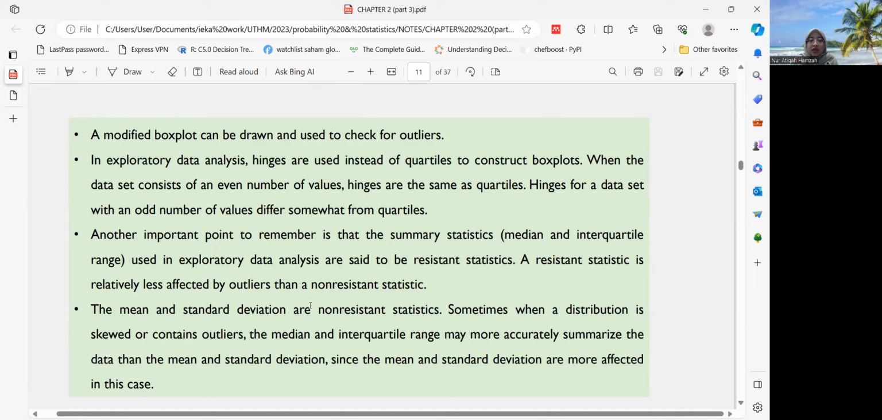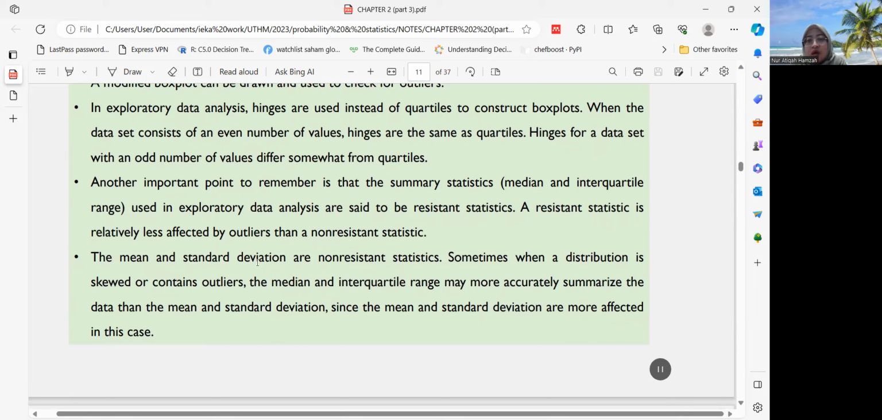Okay, maksudnya kat sini median dengan interquartile range ni tak sensitif terhadap outliers. Outliers ni apabila ada nilai yang terlampau besar atau nilai yang terlampau kecil, kita akan katakan ia sebagai outliers. The mean and standard deviation are non-resistant statistics. So, ini adalah pengetahuan untuk awak.